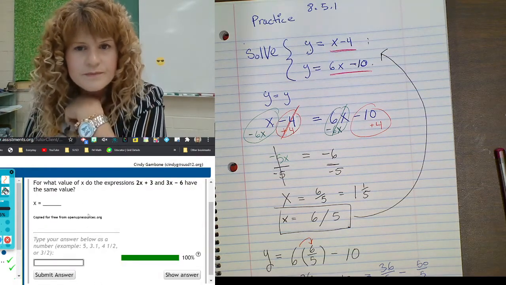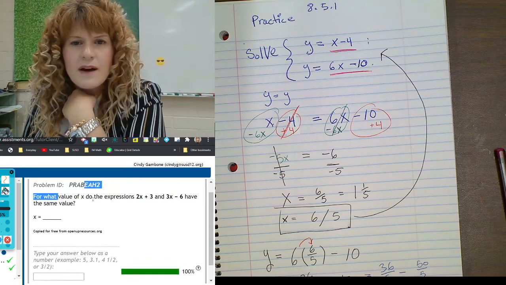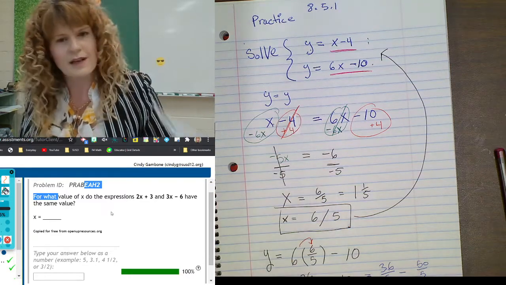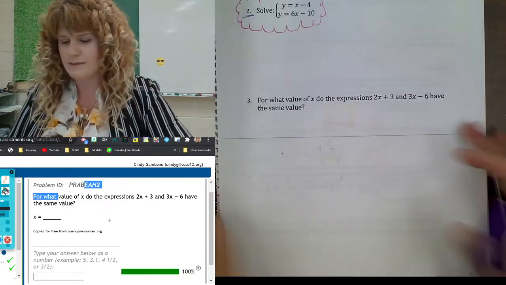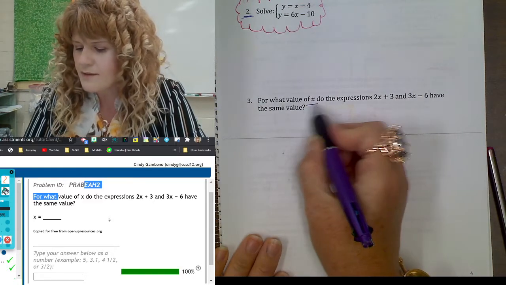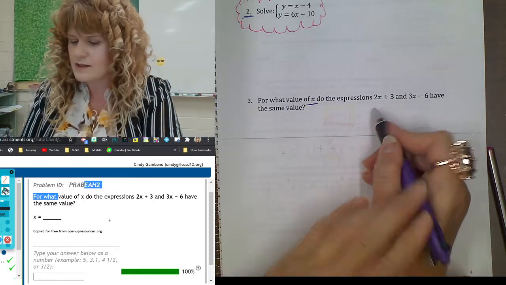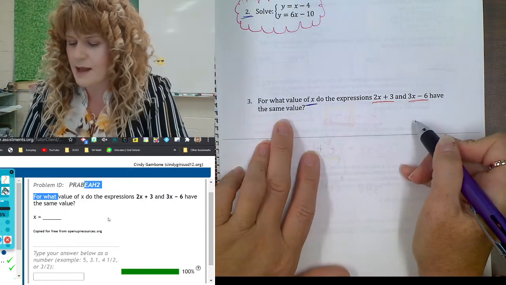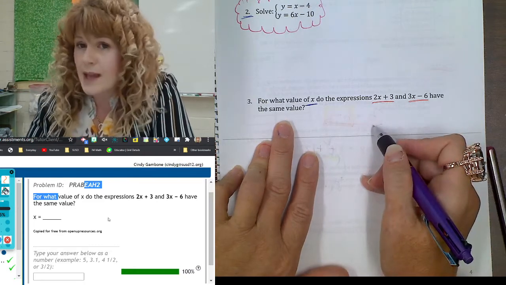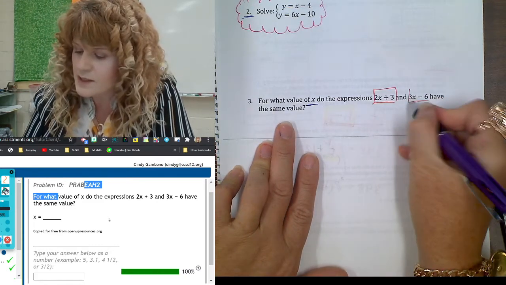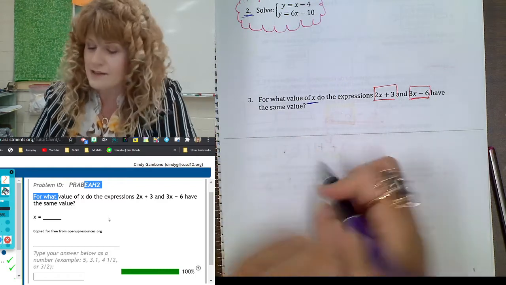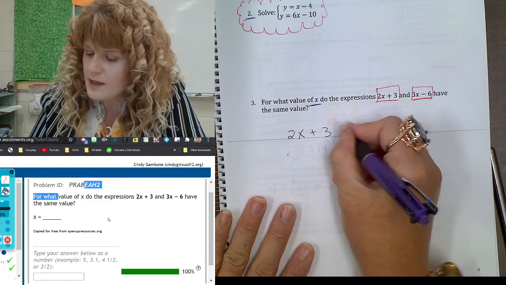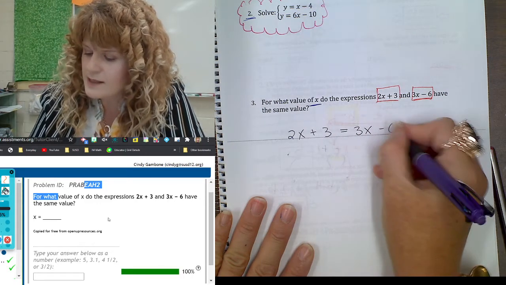Is there more? For what value of x do the expressions have the same value? Oh yeah, there is more. I forgot how long this assignment is. For what values of x do the expressions 2x plus 3 and 3x minus 6 have the same value? If they have the same value, then you can set the two expressions equal and solve for x. That's 2x plus 3 equals 3x minus 6.